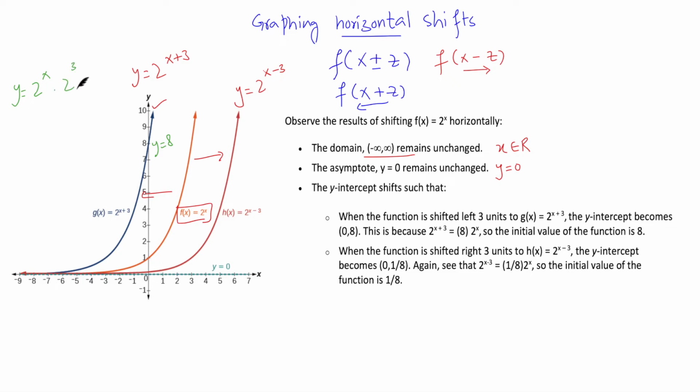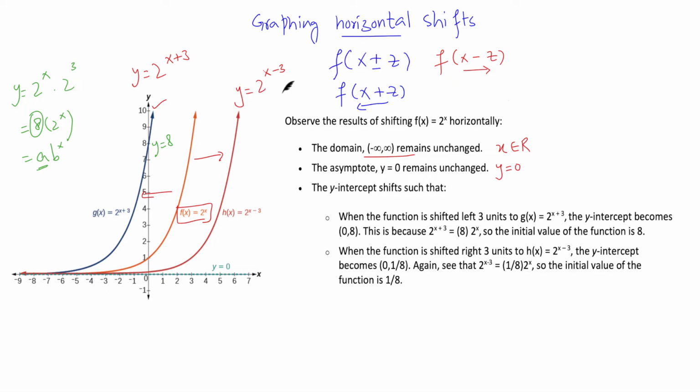Remember the rules of exponent? So we have 8 into 2 raised to power x. Now this is in the form a b raised to power x, where a is our initial value. This is the point from where the graph basically starts. That is why y equals 8.